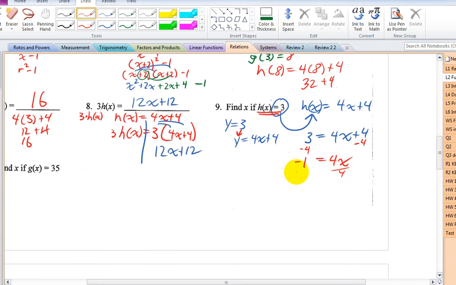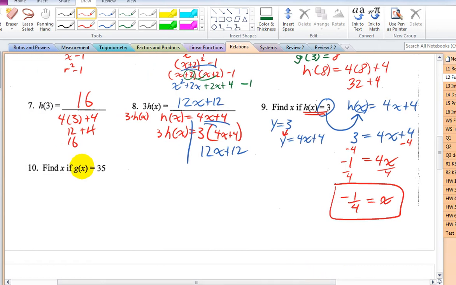Divide by 4. So negative 1/4 equals x. That's your answer. Don't give me a decimal. We don't do that. Okay. Good. Okay, same idea now. Looking at question number 10.